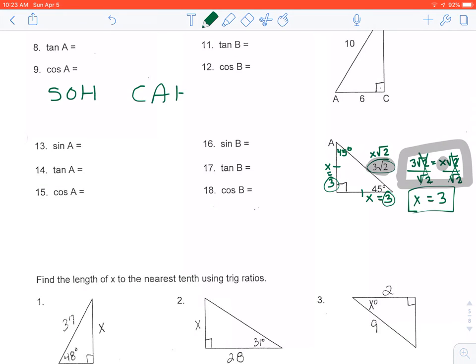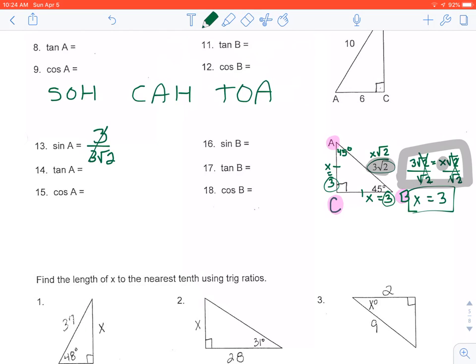So remember SOHCAHTOA. Your sine ratio, sine A, is always opposite over hypotenuse. Let me look at our labels. This C didn't show up very well. So here we have A, C, and then B is over here. It's important that you look at the angle that they're referring to. So the opposite from A, the side opposite is 3. The hypotenuse is 3 square root 2.